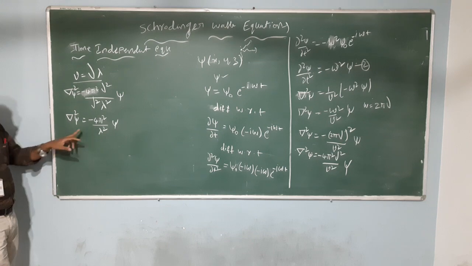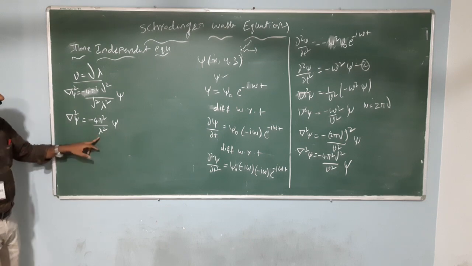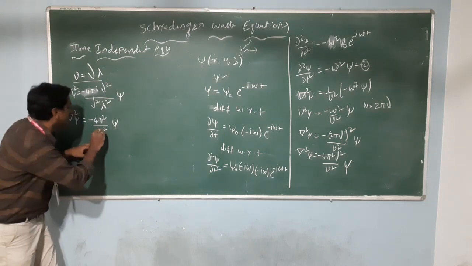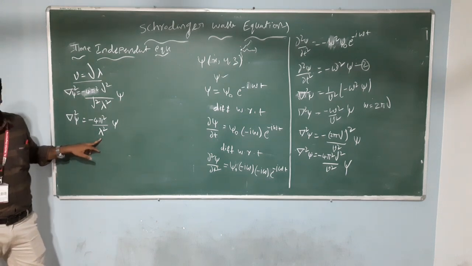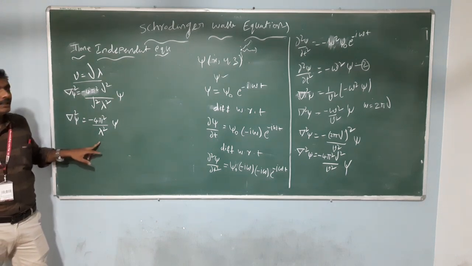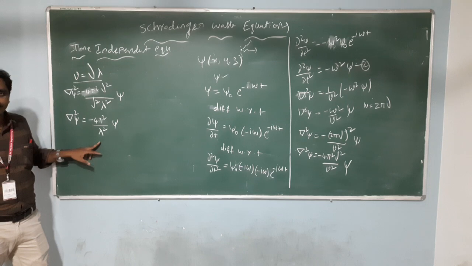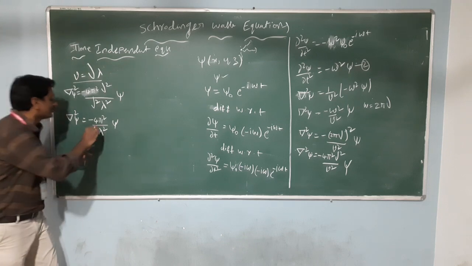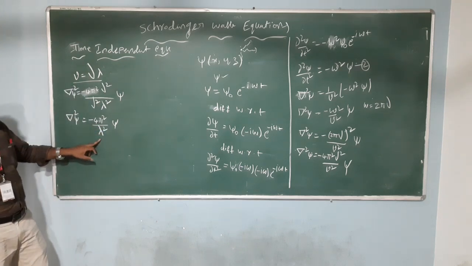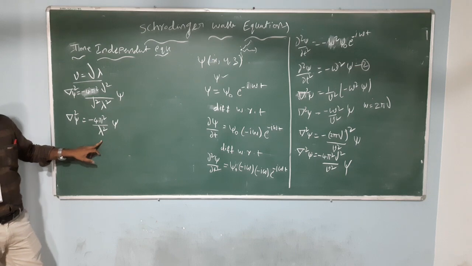Okay, so this is the one equation here. But this is in terms of lambda, and we have to convert it, because the other is in terms of energy. So we have to correlate lambda to energy.